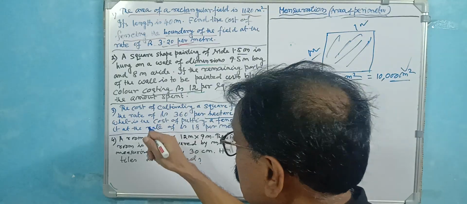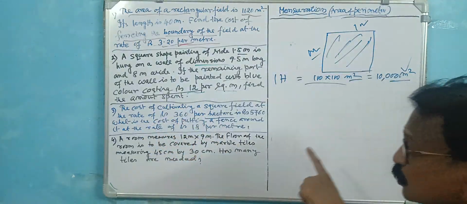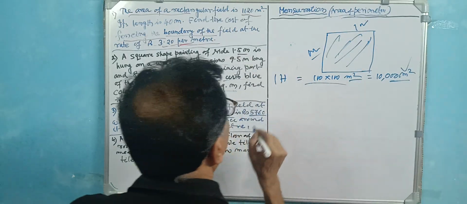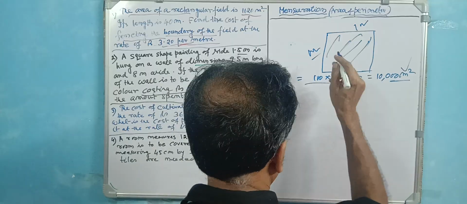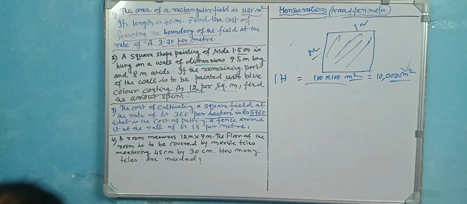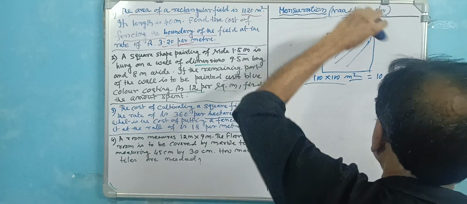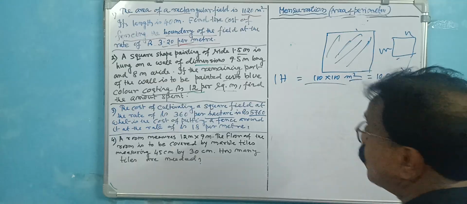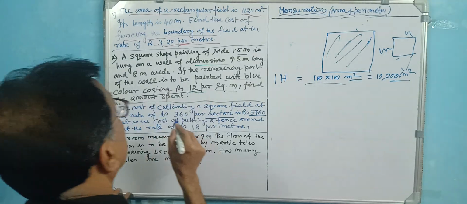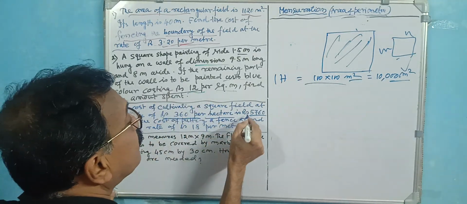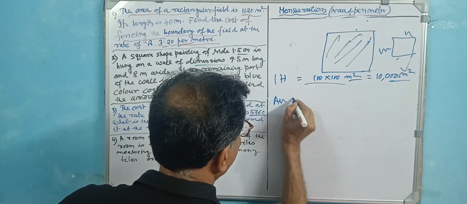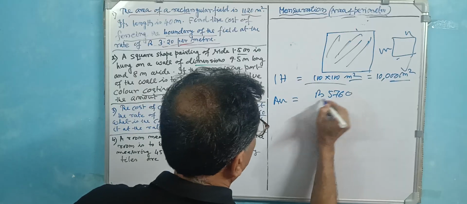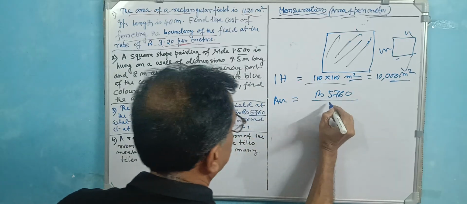Clear. Now, the cost of cultivating a square field at the rate of this per hectare. 1 hectare means this is 100 and this is 100, so the area is 10,000 square meters. Now here, at the rate of this per hectare, and the total cost is 5760, and per hectare the cost is 360.